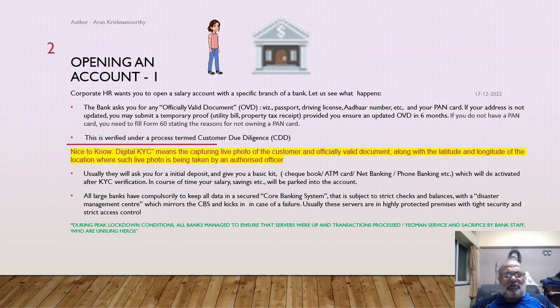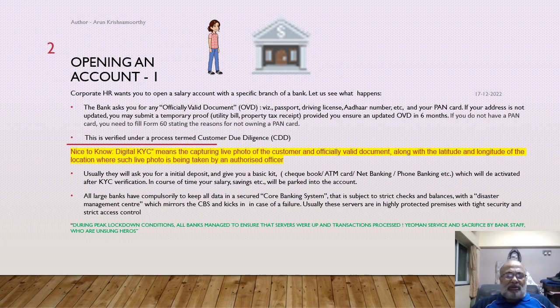And then the usual process: they ask you for an initial deposit, they'll give you a basic kit, and so on. And in course of time, once they complete their verification and whatever back office process they do, you are in business. Your salary, savings, etc. will be parked into the account. You can use it for expenses, credit card bills, and so on and so forth.